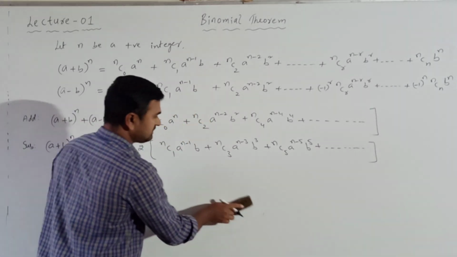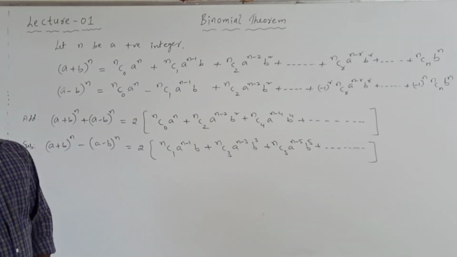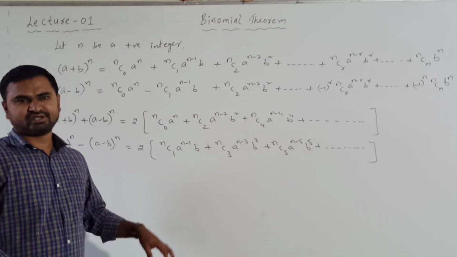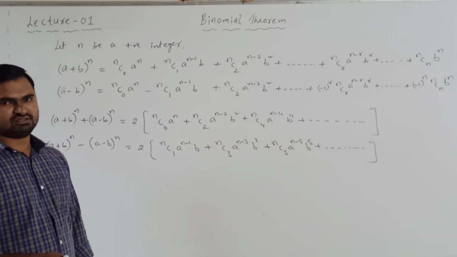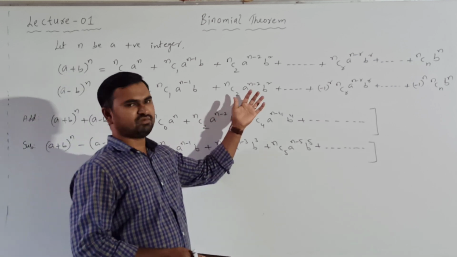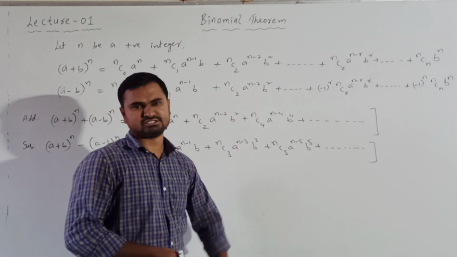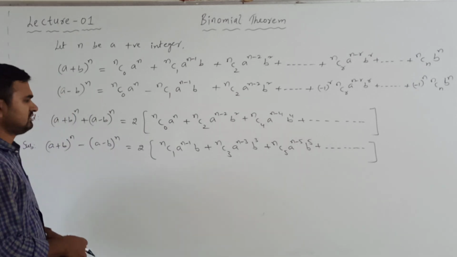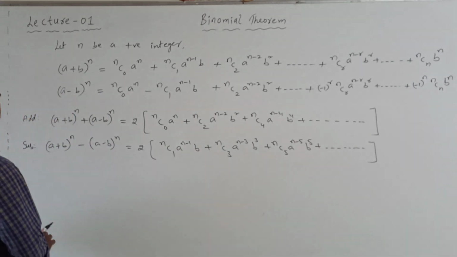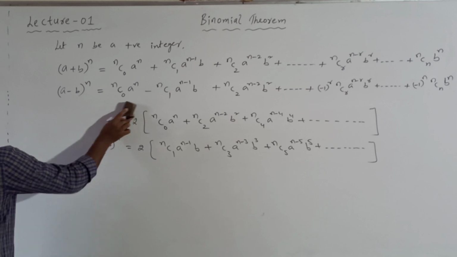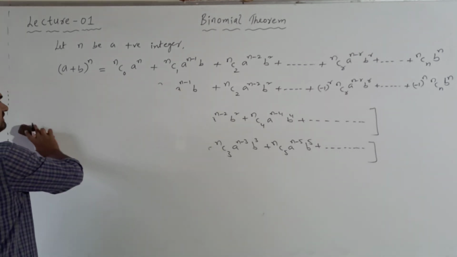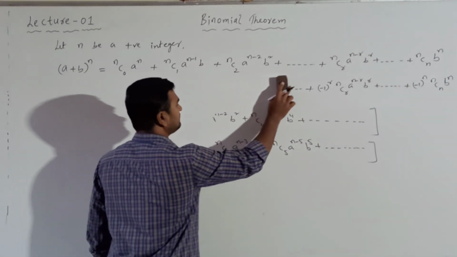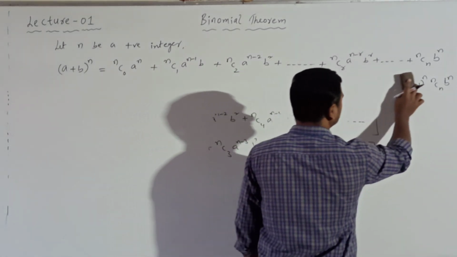So as we are saying, when the power is n, we are getting n plus 1 terms in the expansion. So in that expansion, sometimes we are interested in finding the middle term. So how to find the middle terms in the expansion? Again, I will consider the expansion of (a plus b) whole power n. Now in that expansion, what will be the middle terms?